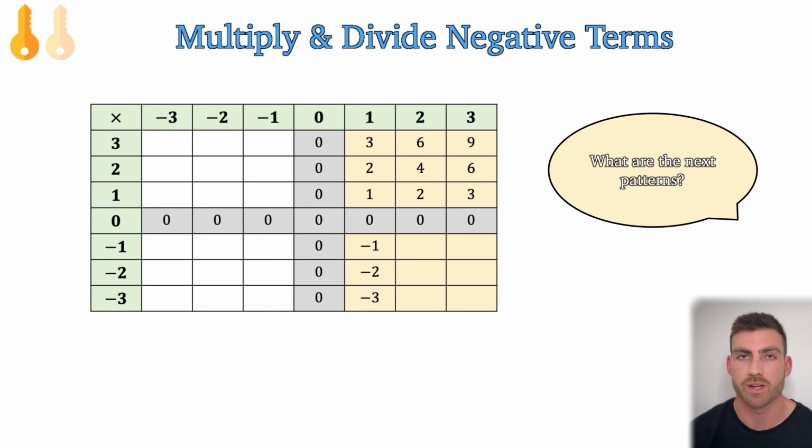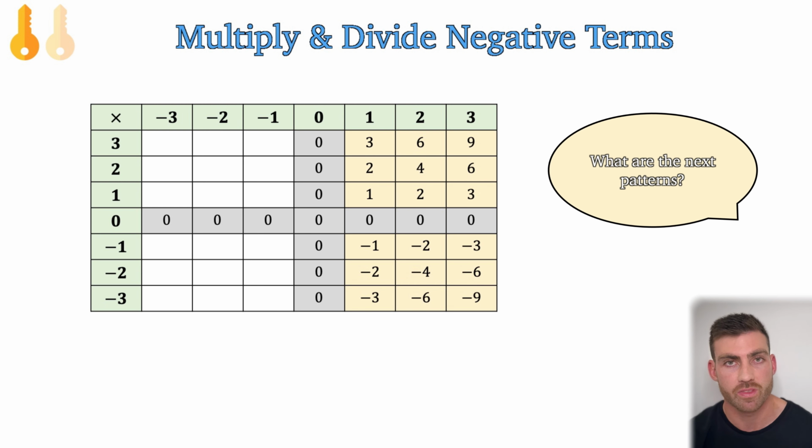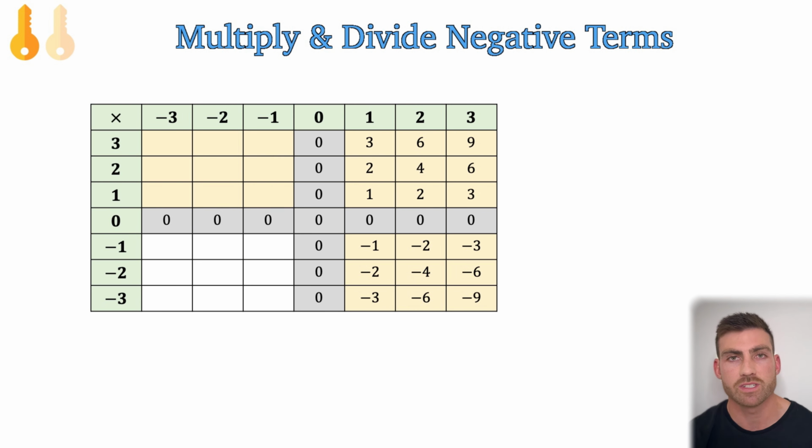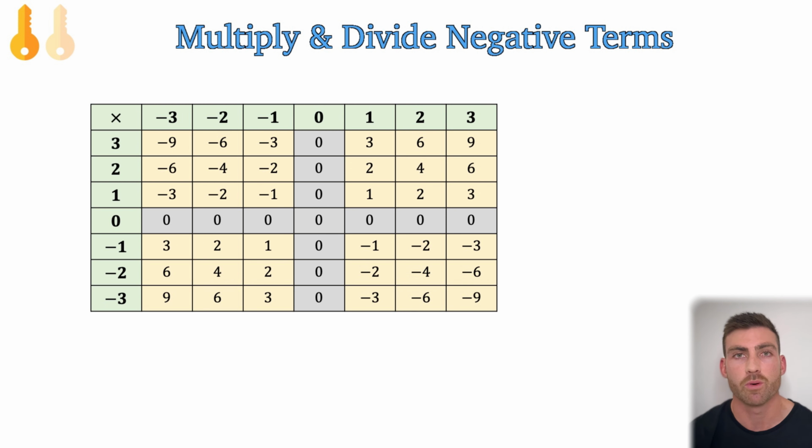What are the next patterns? The first is going down by 2s. The next is going down by 3s. You may notice that this section, the pattern from right to left, is the exact same as the previous section. Finally, the last section. If we complete the patterns, we notice we'll get positive values.